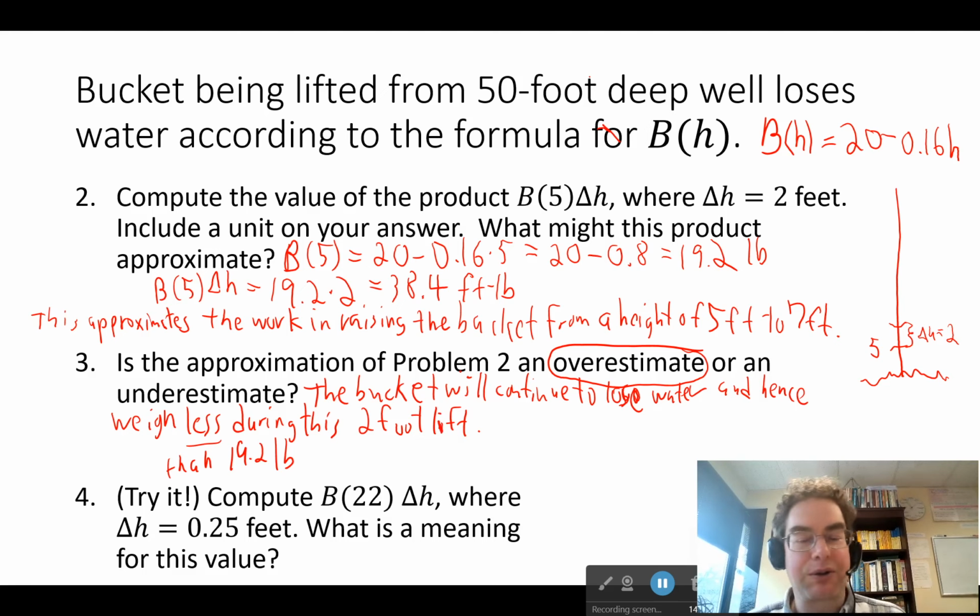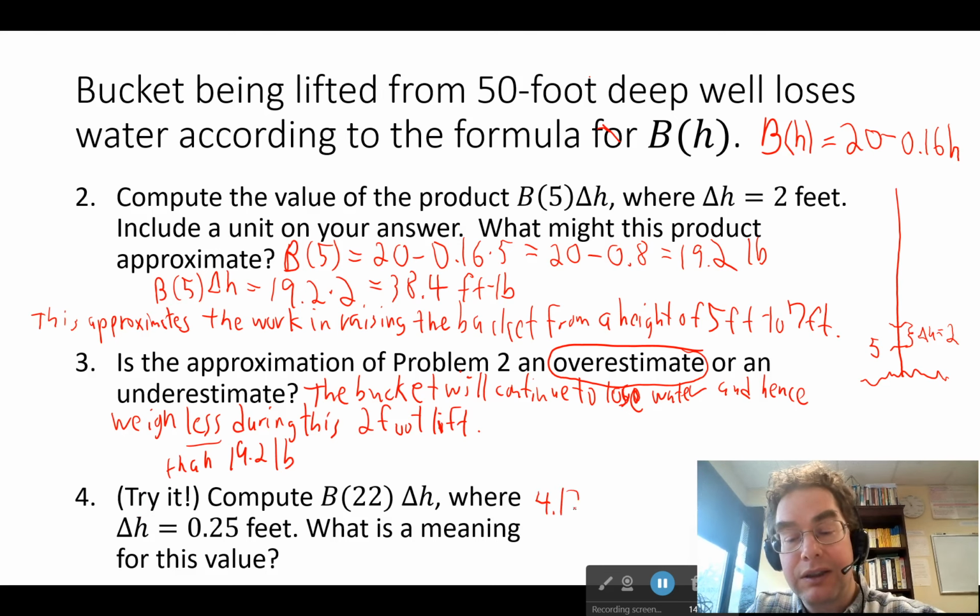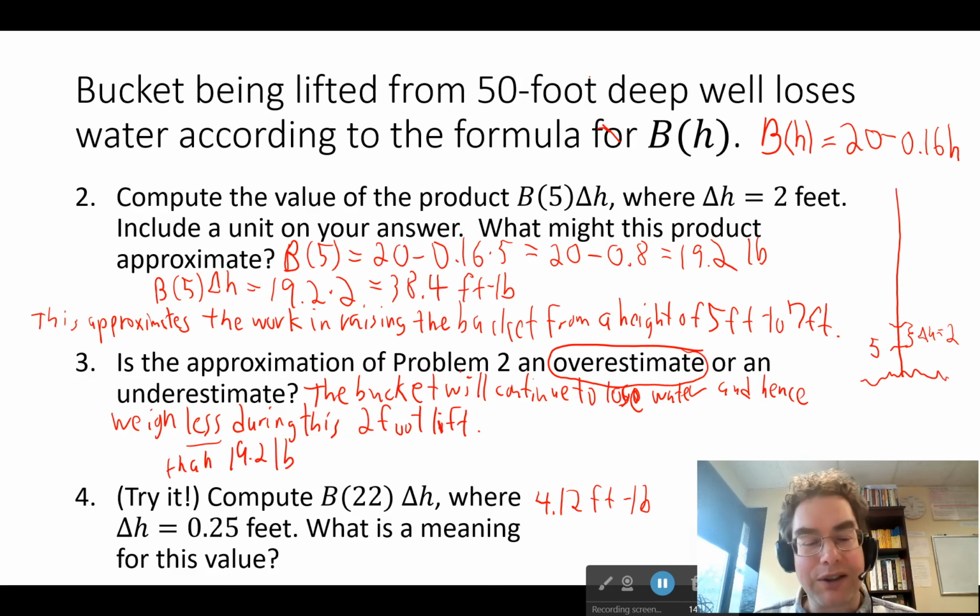Okay, another one for you to try, and again, we'll not go through this one on the video, but try computing B of 22 times delta H. Here, delta H is 0.25 feet. You can see if you get 4.12 foot-pounds for that, and see if you can give an interpretation of what that particular value represents as well.